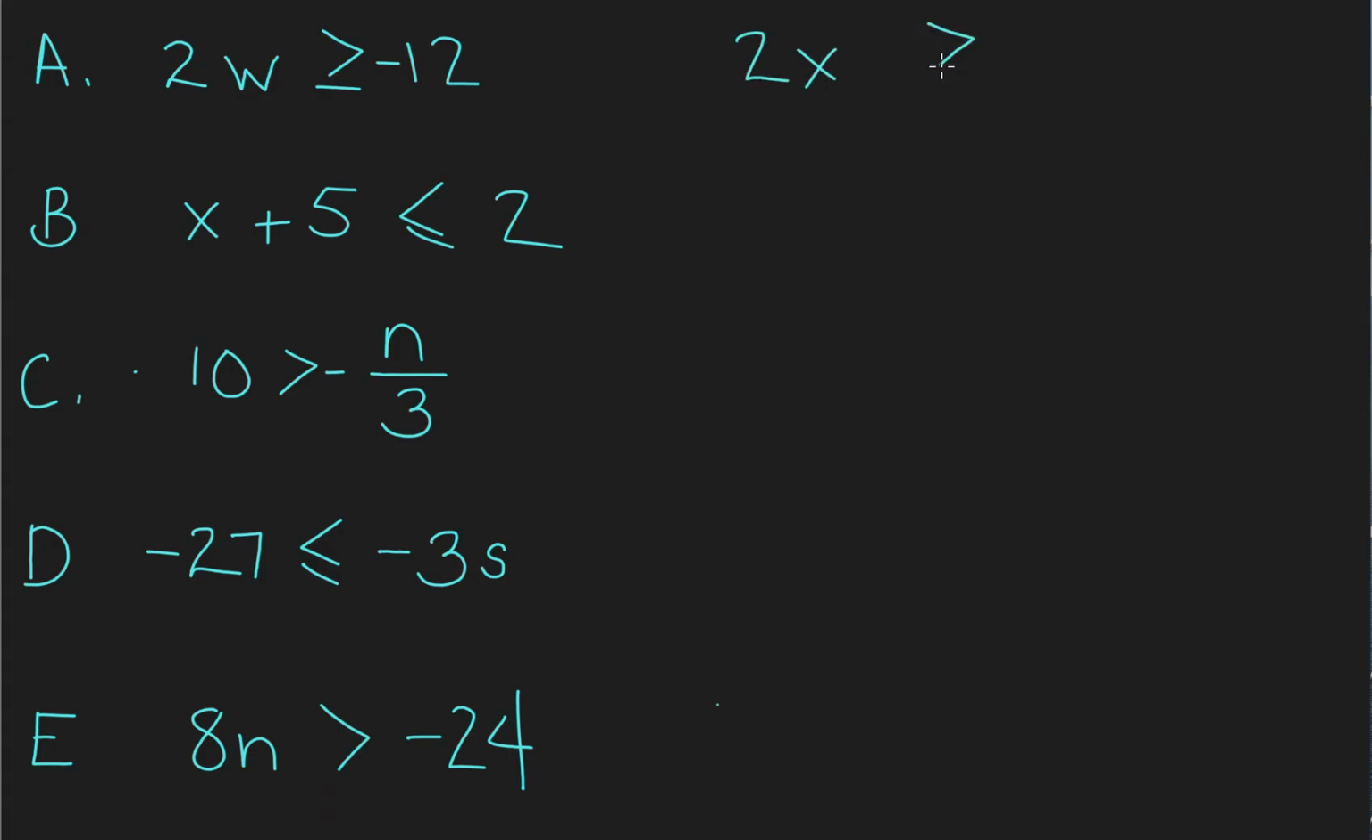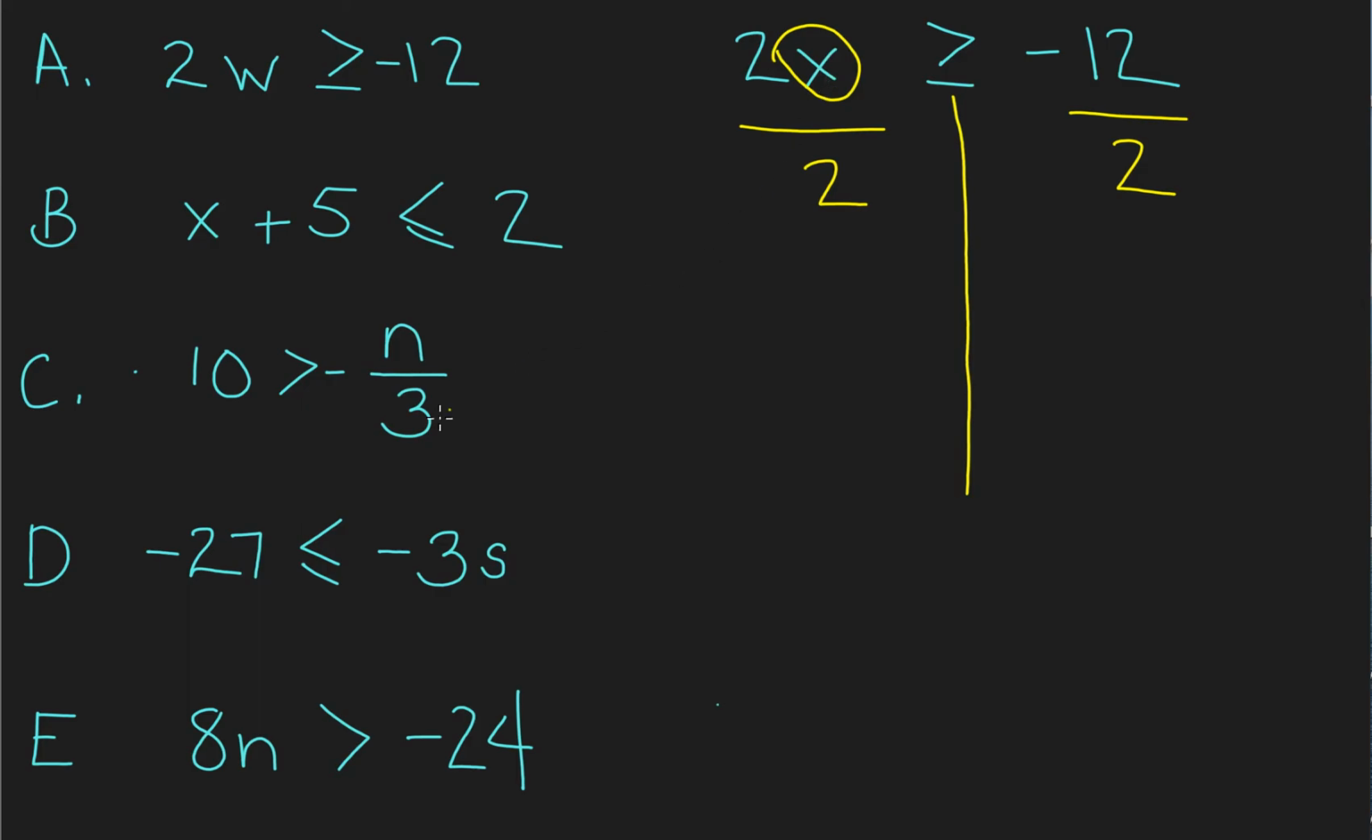2w is greater than or equal to negative 12. We break our problem in two parts. Remember, our goal is to get the x by itself. So x times 2, I'm going to do the opposite, which is divide by 2. So this side, we're left with the x. Now on this side, we get negative 12 divided by positive 2. This gives me a negative 6.